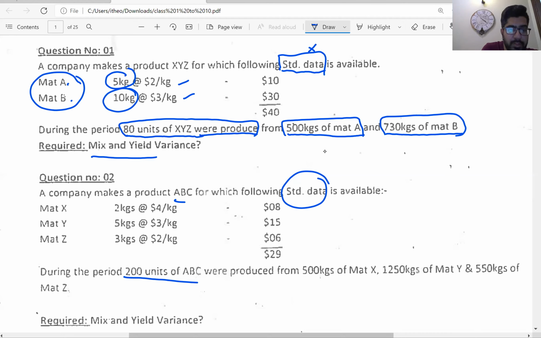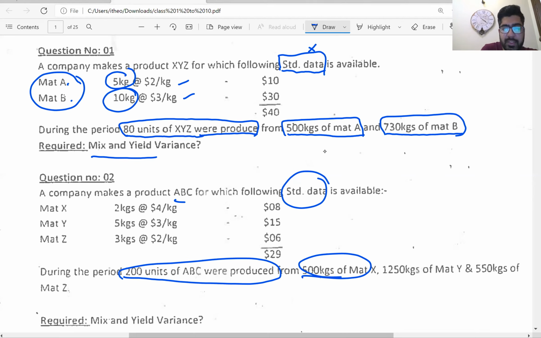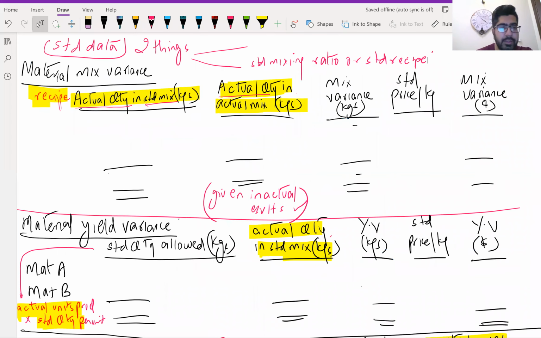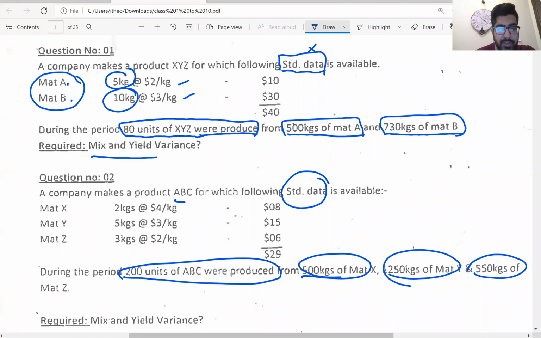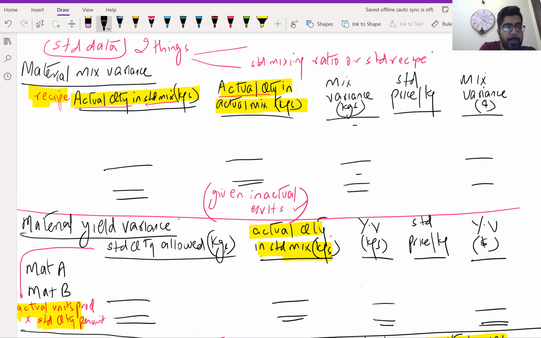During the period, 200 units of ABC were produced from 500 kgs of material X, 1250 kgs of material Y, and 550 kgs of material Z, mixed in actual grades. For mix variance, we will immediately make the format. First thing, whatever materials are there, make the rows. There are 3 materials, X, Y, Z, so you will make 3 rows. First column, actual quantity in standard mix, what the recipe states; then actual quantity in actual mix, what you have input; then comparison, mix variance in kg, standard price per kg, and currency.